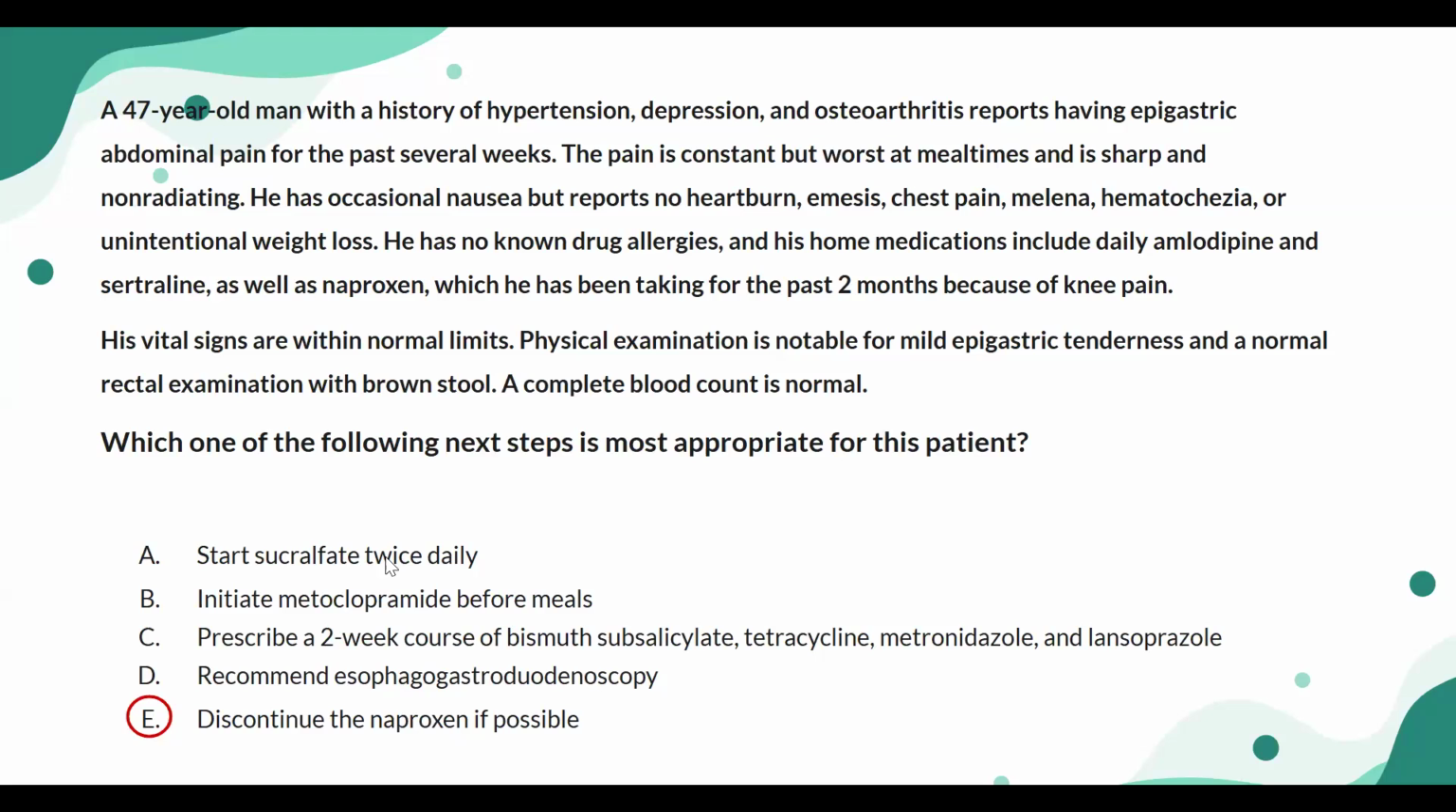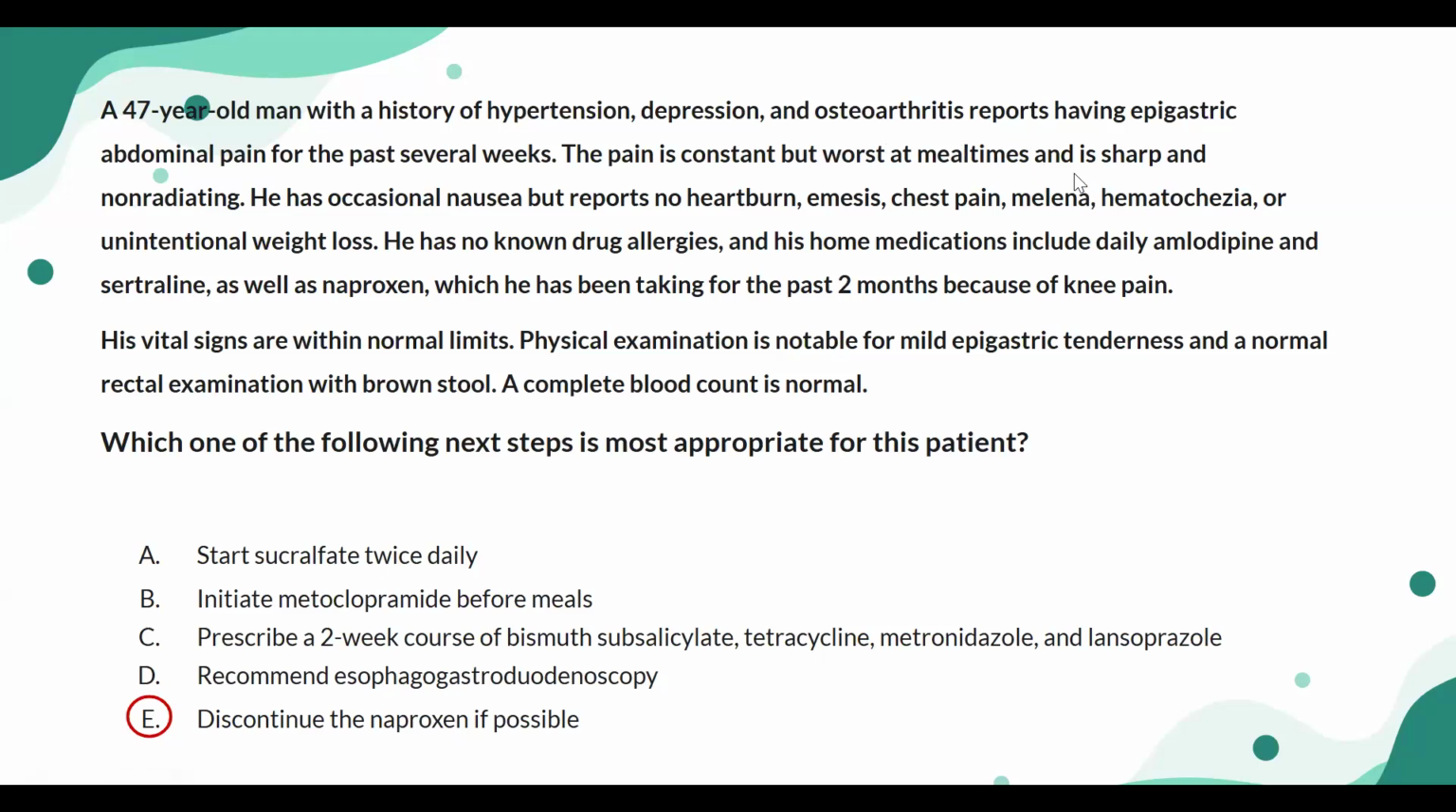Prescribe a 2-week course of bismuth, tetracycline, metronidazole, and lansoprazole. Now, this is the treatment for H. pylori, right? Nowhere does it say, first of all, that he has H. pylori. Nowhere does it say that he was tested for H. pylori. And nowhere does it say that this is a duodenal ulcer, which are all of these are, quite telling that this is a duodenal ulcer. And in those cases, we treat the H. pylori.